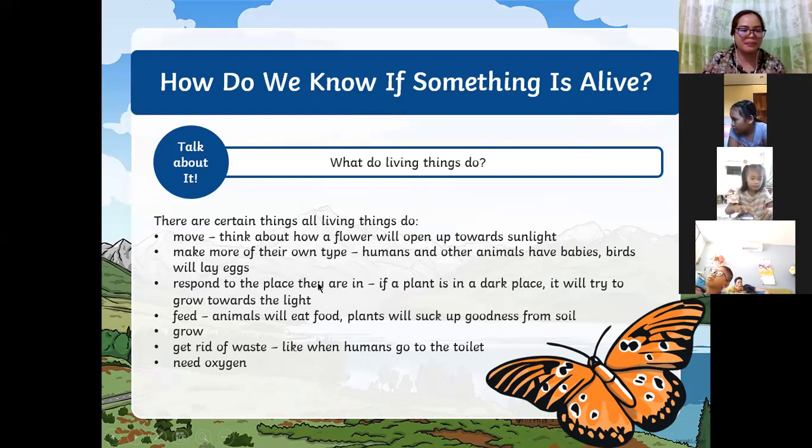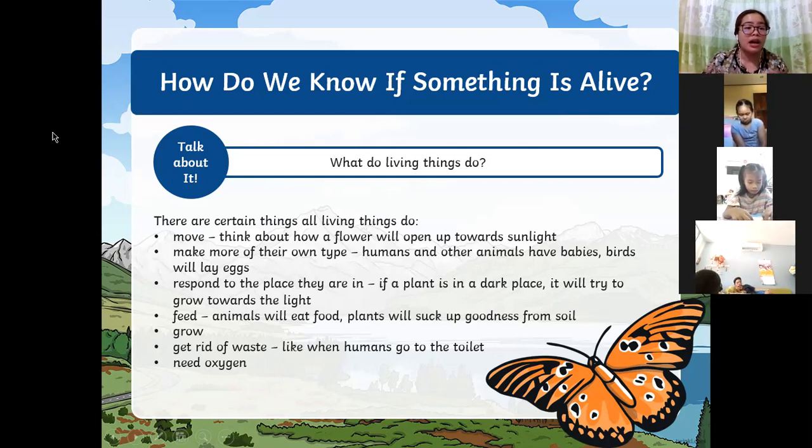Number three, respond to the place they are in. If a plant is in a dark place, it will try to grow towards the light. For example, if you put the plant in a very, very dark place, the plant will make a way just to find sunlight. So, respond to the place they are in.